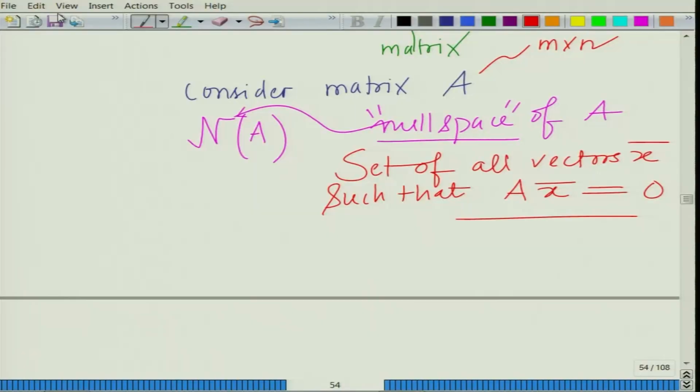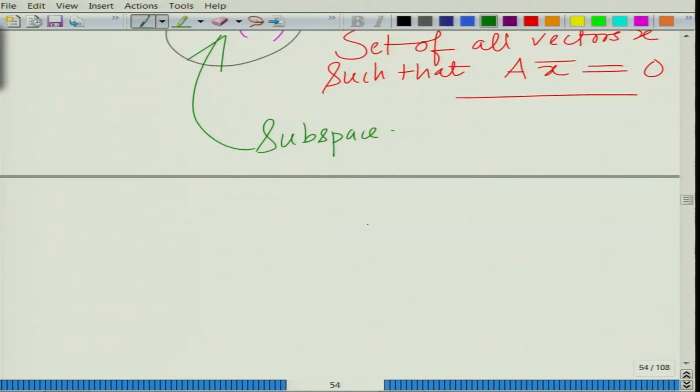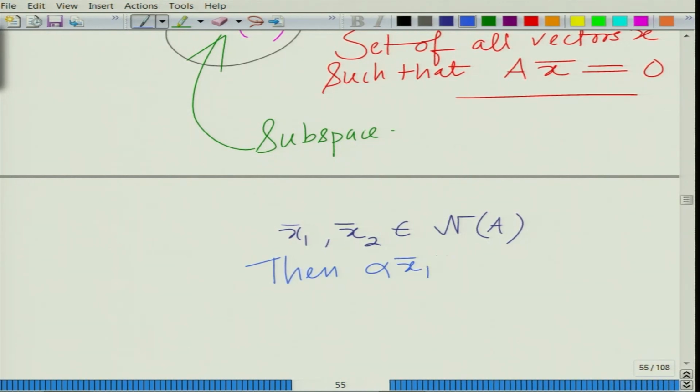Now, remember that the terminology is justified because the null space is in fact a subspace. What do we mean by a subspace? That is, if we consider any two vectors x1 bar, x2 bar belonging to the null space, then their linear combination alpha x1 bar plus beta x2 bar also belongs to the null space.